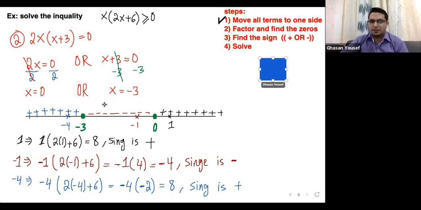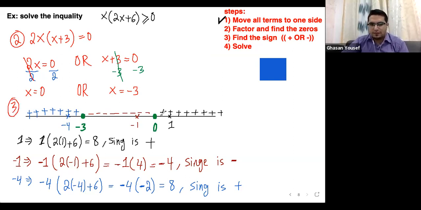In which interval? You look into the sign, step number 2, to find the solution. To find the solution for number 4, you have to go back to step number 3. Here's step number 3.